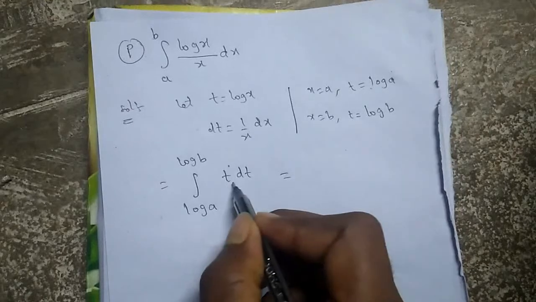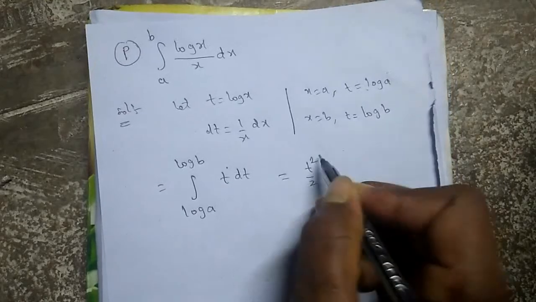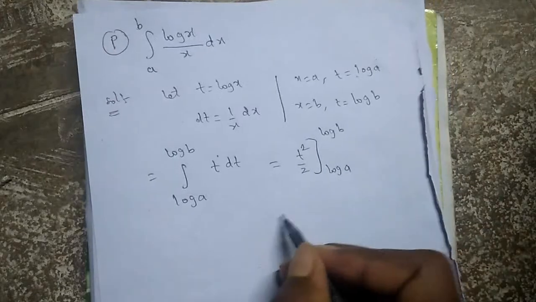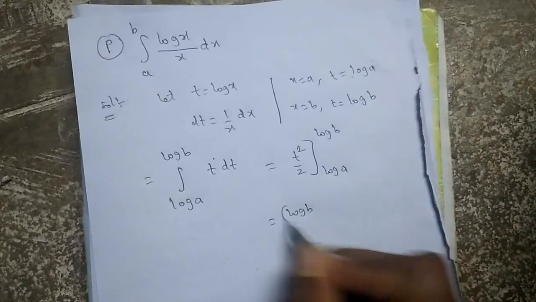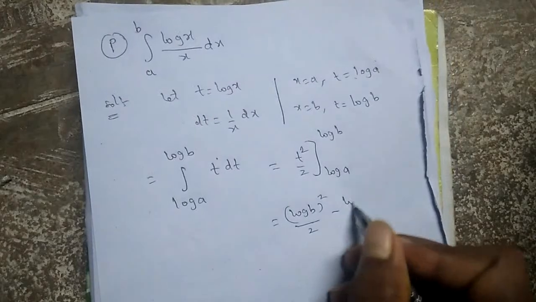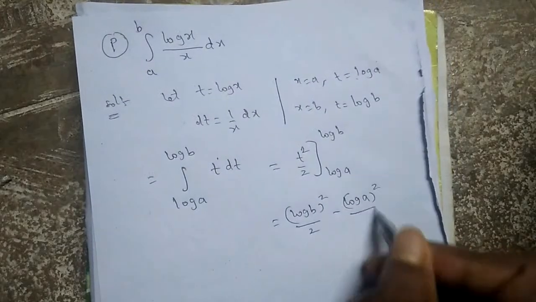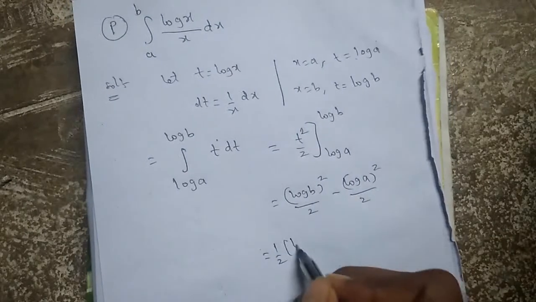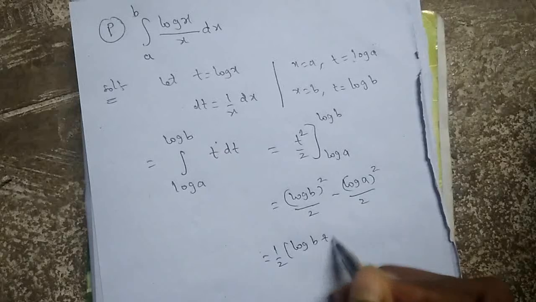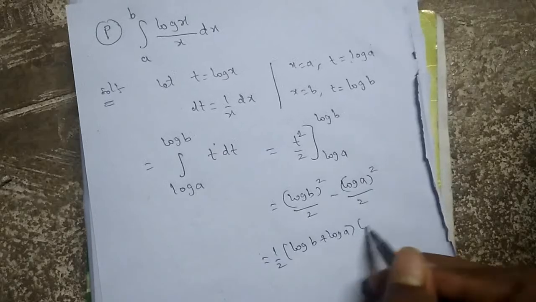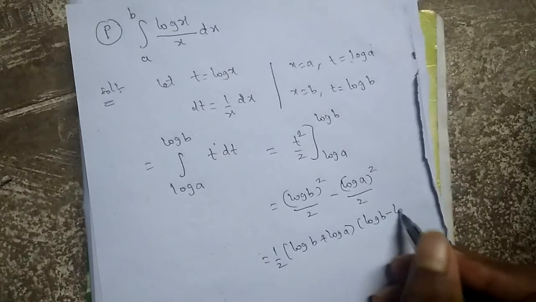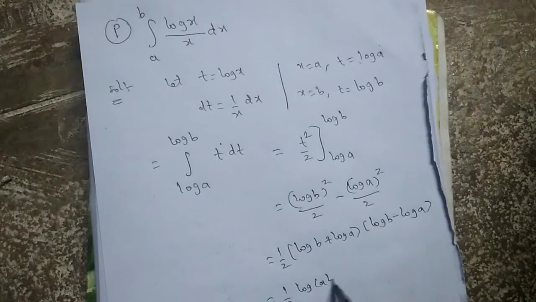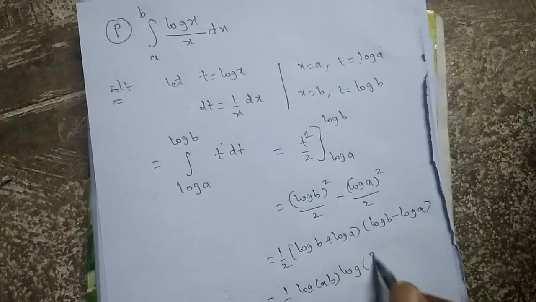Now this is equal to integral t dt is equal to t square by 2. Limits are log a to log b. Now substitute the limits. This is log b whole square by 2 minus log a whole square by 2. This is 1 by 2 into (log b square minus log a square), that is log a b into log b by a.